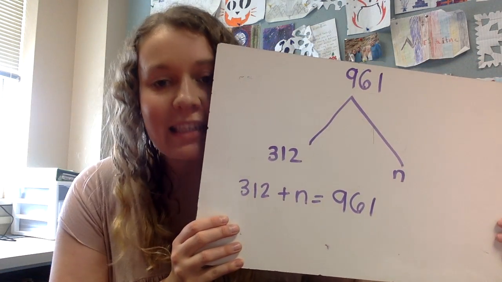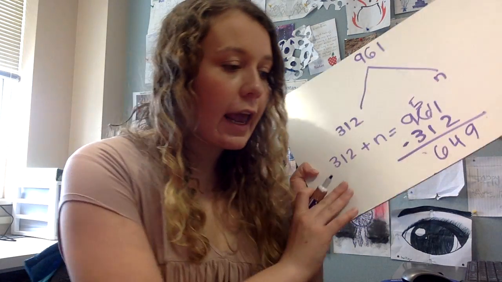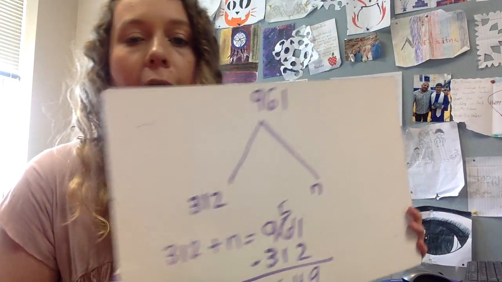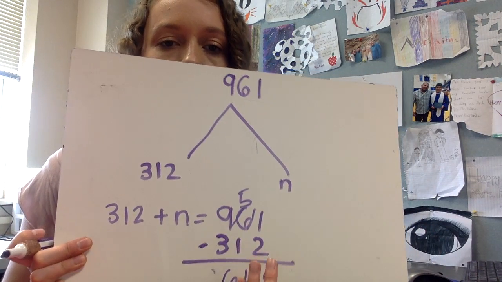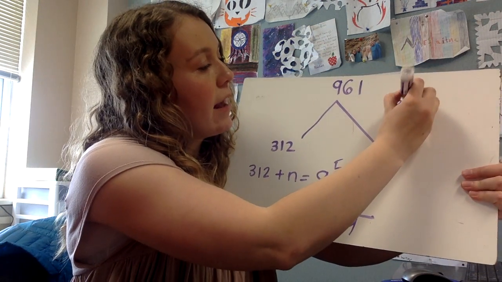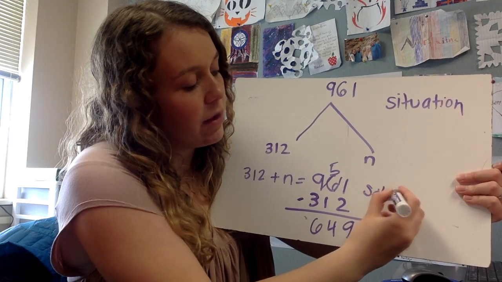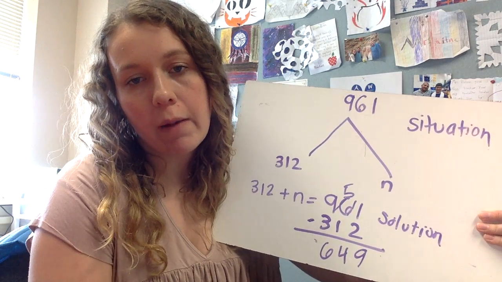So to solve this, I'm going to have to subtract 312 from 961. So if I do that, I come up with 649 people, okay? So this is our solution equation. This is our situation equation, and I will label them like this. This is our situation. This is our solution because it shows the steps we actually take to solve the problem.